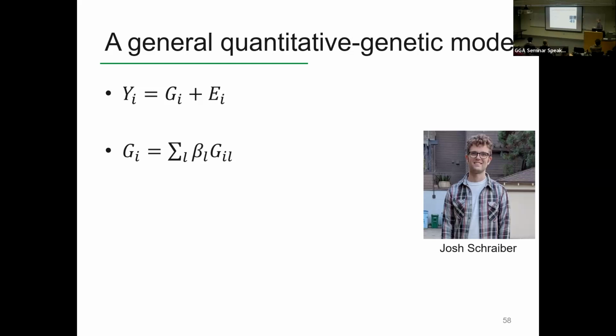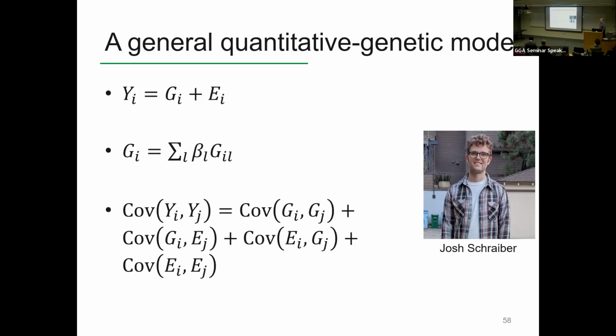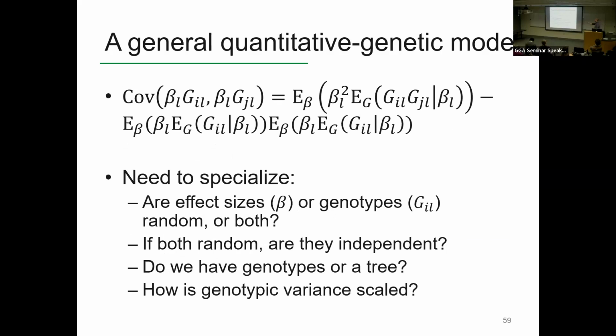Sure, whatever. And then, if you take this really seriously, it follows right away that if I want to model the covariance between two individuals, I and J, on some trait, well, it's just the covariance of their genetic components and their environmental components and so forth. Totally standard. And then if you refuse to make any further assumptions or condition on anything, you get this sort of unwieldy expression here for the covariance between their genetic effects.